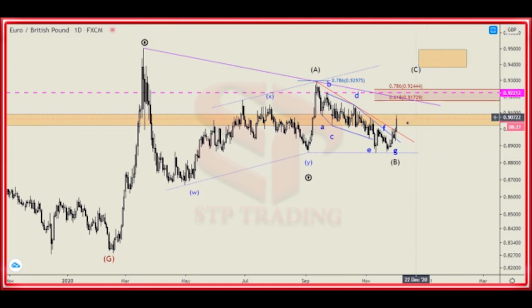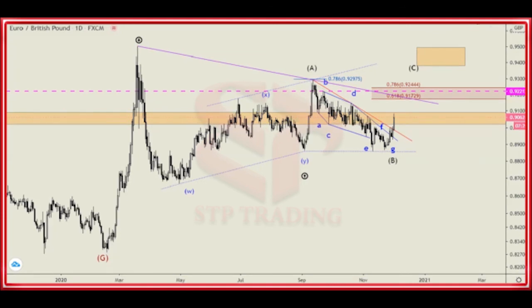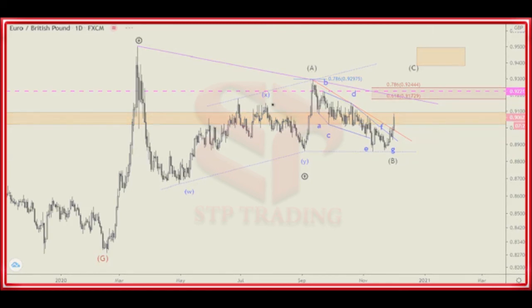Well, let's go to the 4-hour time frame to examine the movement of the waves a little bit more accurately and clearly, and see how the waves can move in the lower timeframes.